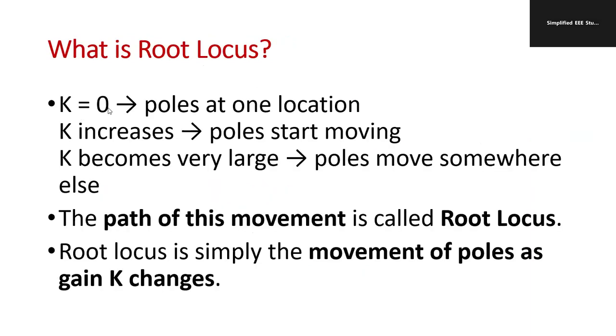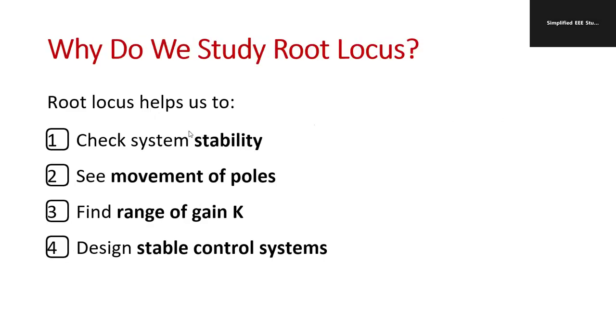Whenever k is equal to 0, that means poles are at one location. Suppose k increases, poles start moving. Moreover, when k becomes very large, poles move somewhere else. So these are the basic information which you should understand about the gain: the values of k greater than 0, k less than 0, and k equal to 0. The path of this movement is called a root locus. So that is a major thing you have to remember. Root locus is simply the movement of poles whenever the gain k changes from 0 to infinity. That is basically called a root locus. So that's the definition of root locus.